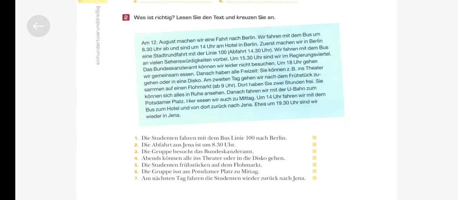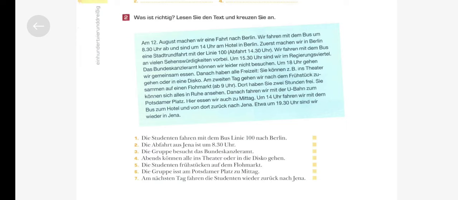Next is, 18:00 gehen wir gemeinsam essen. At 6 we go out together for the meal to eat something. Danach haben alle Freizeit. Sie können zum Beispiel ins Theater gehen oder in eine Disco. They are saying afterwards, after having the meal, everyone has free time. One can go, for example, to the theater or to the disco, wherever they want to go.